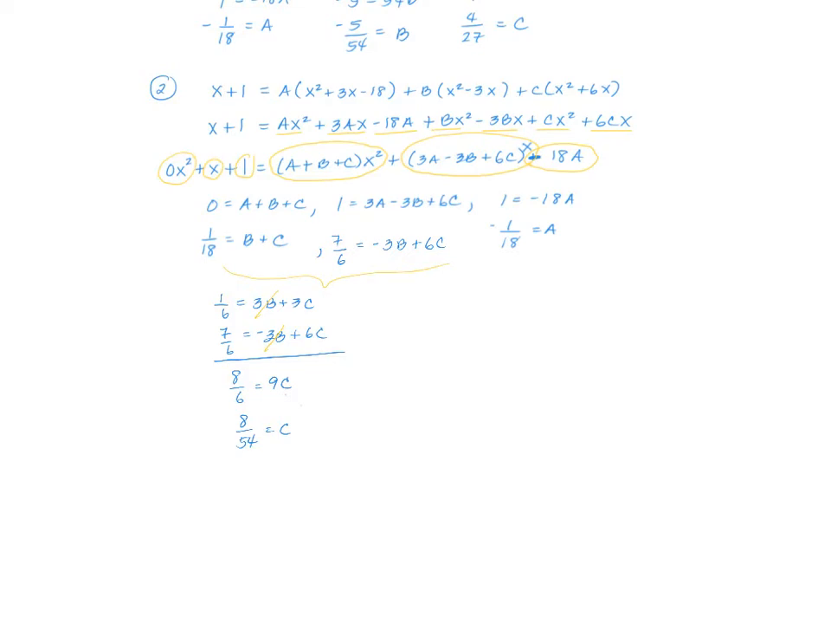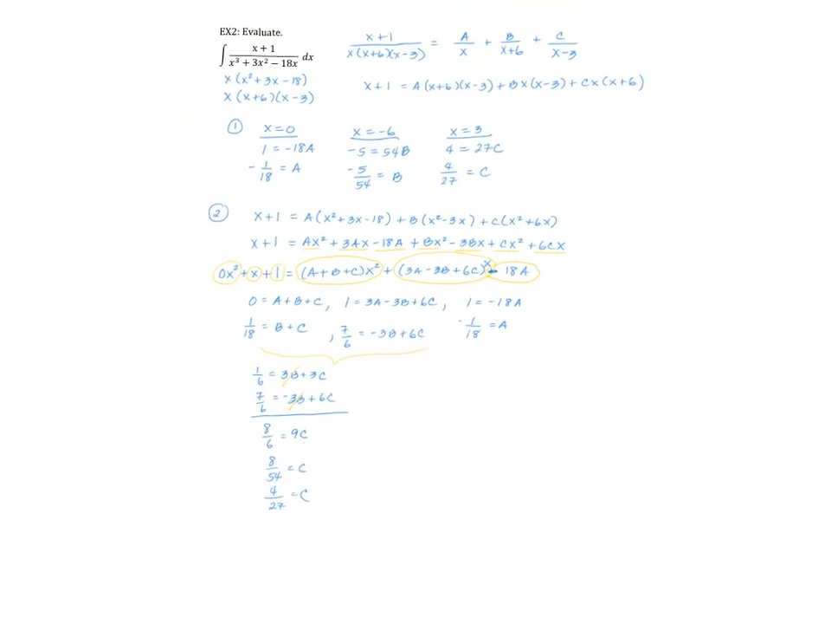And then 8 over 54 divided by 2, that would be 4 over 27. And that's exactly what we had when we did the same thing using method number 1, but method number 1 was a lot shorter. So again, if you have a bunch of different factors, especially linear factors, then I would suggest using method number 1. But we still have to evaluate this integral.